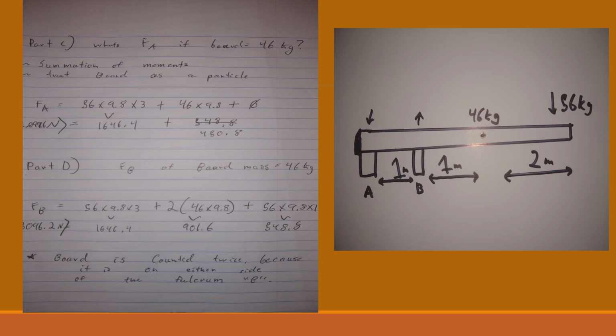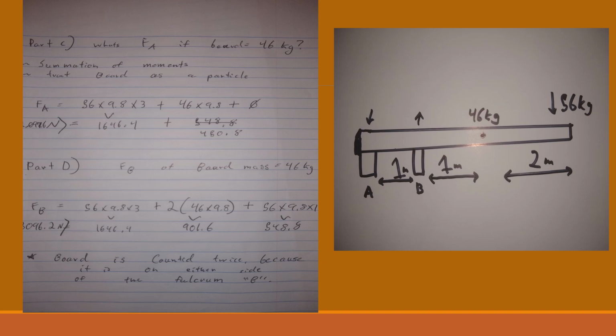And so that being said, the force of A is still 1,646 newtons, but we are going to add the force of the board. So we're going to take 46 kilograms times 9.8, and R isn't 0, it just isn't counted. And we can add these two numbers together, and we get a torque of a little over 2,000 Newton meters. Part D asks the same of B.